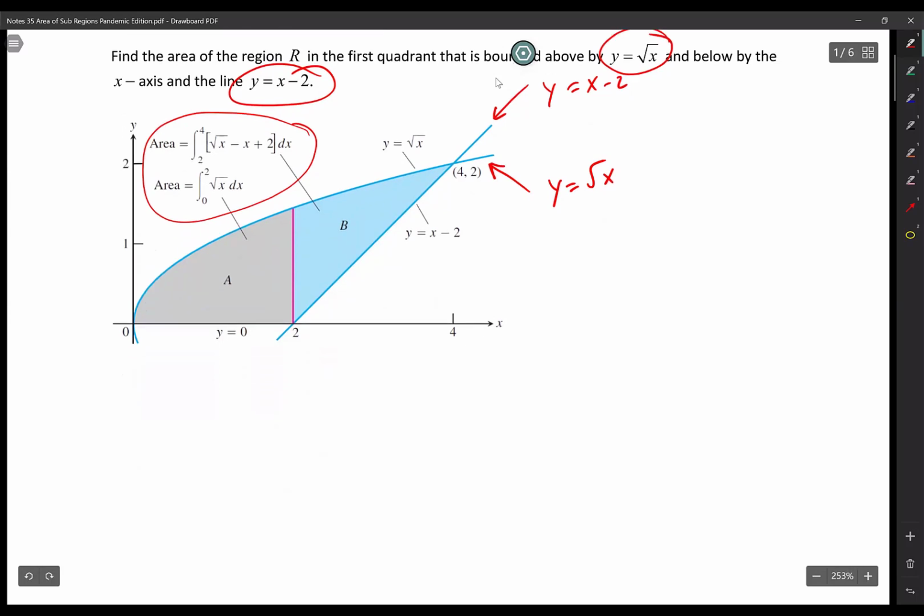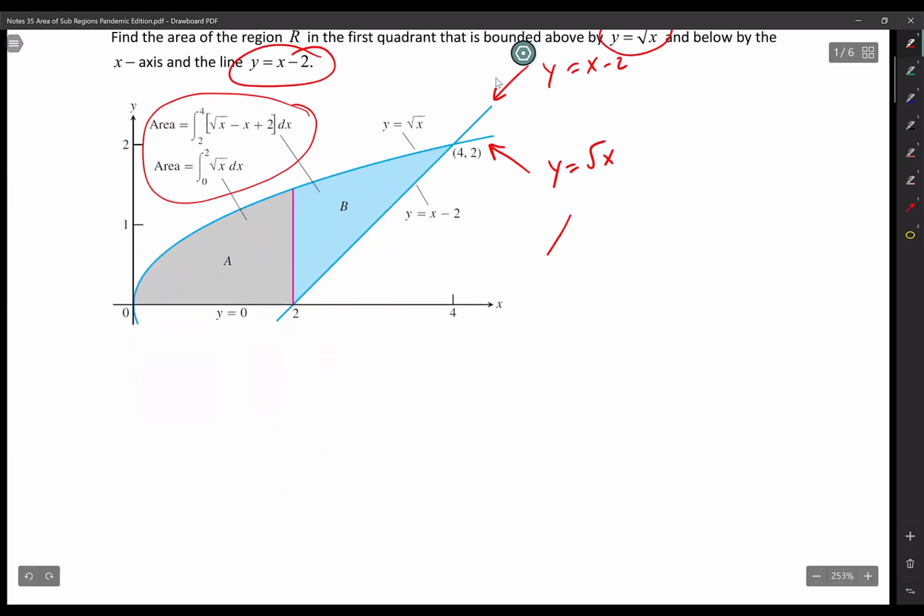So I want to find the area of region A. I know that the total area is region A plus region B. And I guess I should say the word region, right?